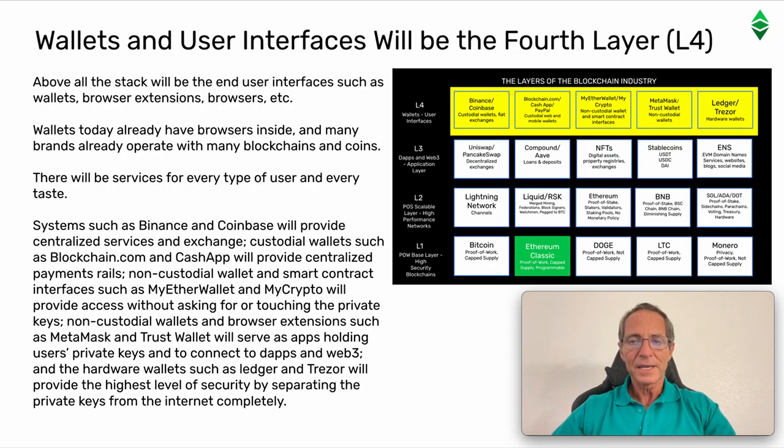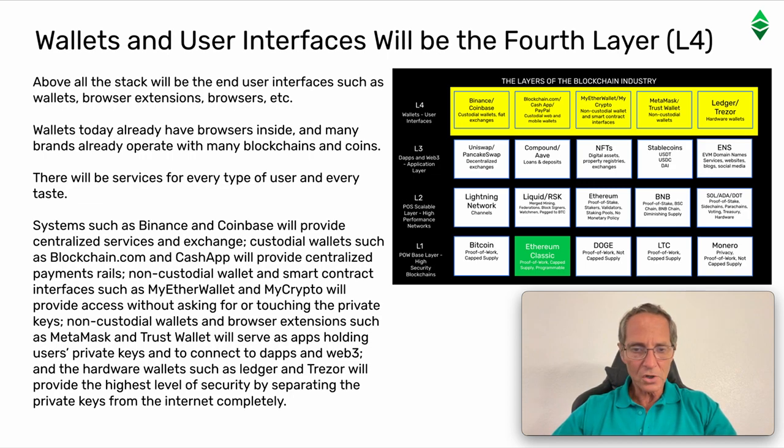Wallets and user interfaces will be the fourth layer, or L4. Above all the stack will be the end user interfaces such as wallets, browser extensions, browsers, etc. Wallets today already have browsers inside, and many brands already operate with many blockchains and coins. There will be services for every type of user and every taste. Systems such as Binance and Coinbase will provide centralized services and exchange. Custodial wallets such as blockchain.com and Cash App will provide centralized payment rails.